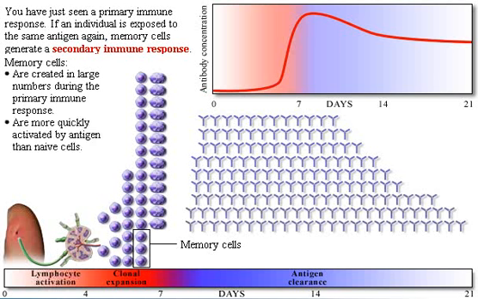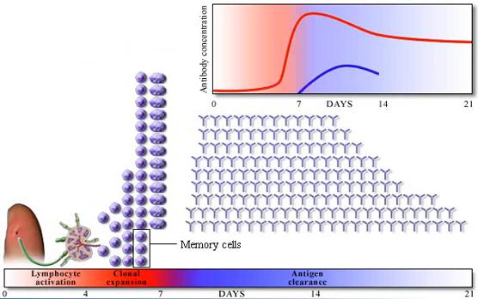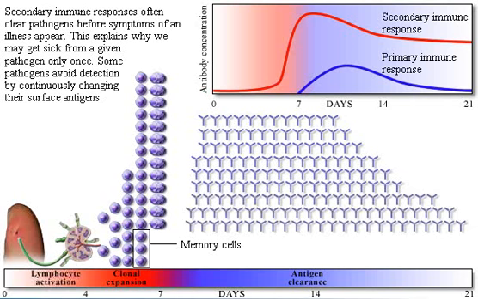The larger number of memory cells means that the cells will find the antigens more quickly and generate a larger number of effector cells each time the antigen enters the body. Thus, secondary immune responses are generated faster and are of greater magnitude than primary responses. Click the graph to compare the two responses. Secondary immune responses are often sufficiently effective that pathogens are cleared before symptoms of an illness appear. This explains why we may get sick from a given pathogen only once.